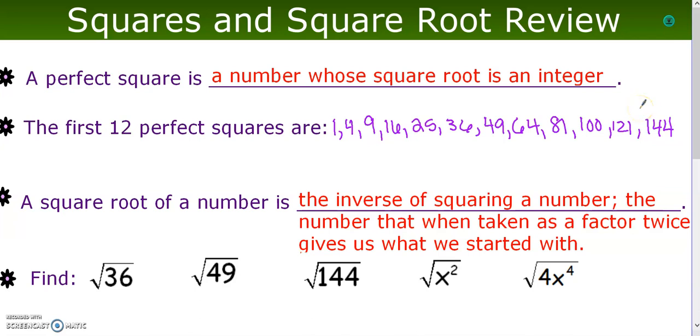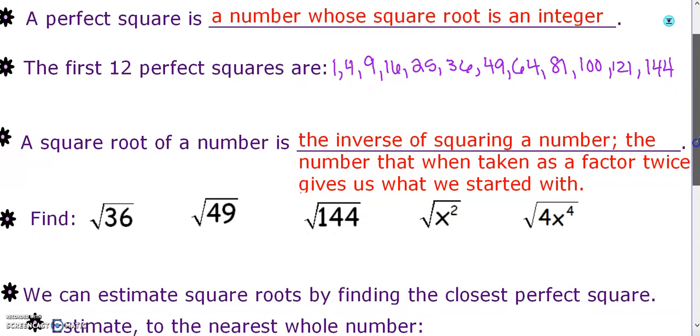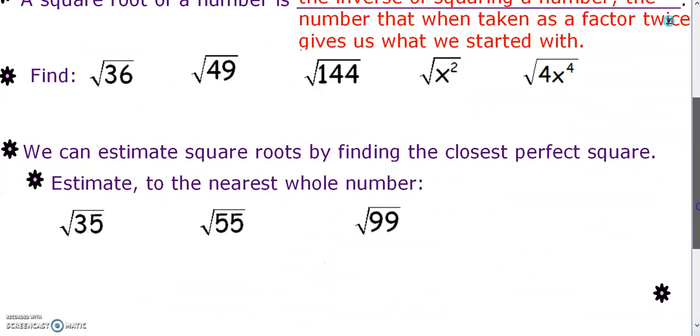A square root is just the opposite or the inverse of that. Instead of taking a number and multiplying it by itself, we're actually dividing by itself. So if we take a look at this first part, it says find the square root of 36. Well, I'm looking for two numbers that are the same that multiply to equal 36, and that would be 6. The square root of 49 is 7. 144 would be 12.